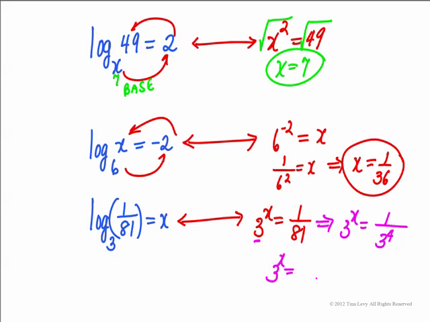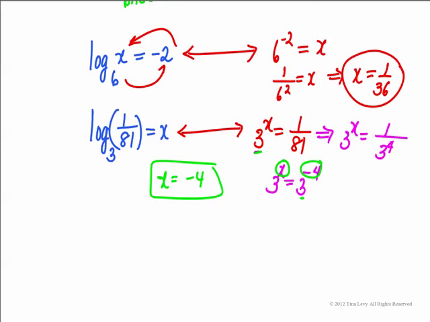1 over 3 to the 4 is 3 to the negative 4. Then from there you can see x has to be negative 4. So x is negative 4. Because the exponent that gives you 1 over 81 would have been negative 4. So the key in problems like this is to write whatever the base is, you want to write the other number with the same base. One last one.